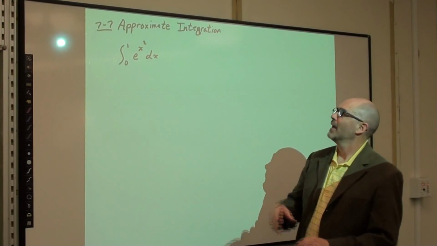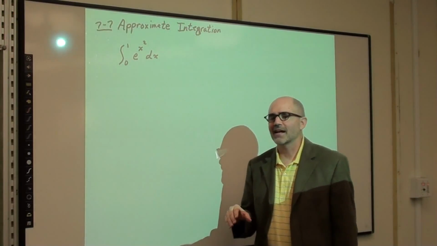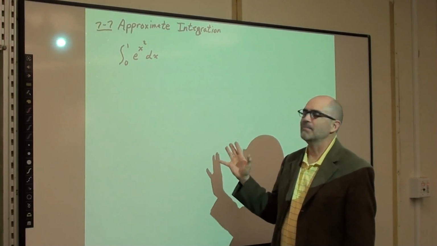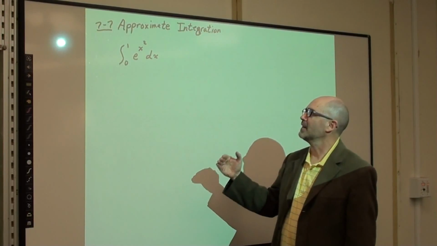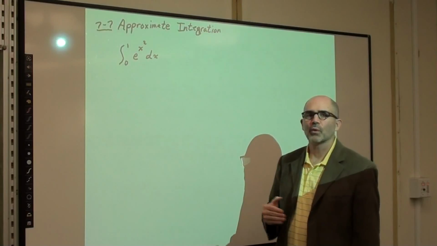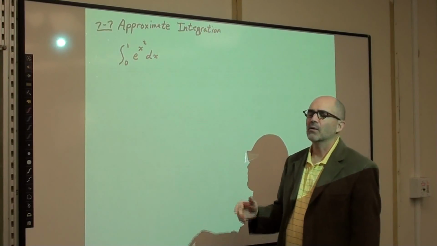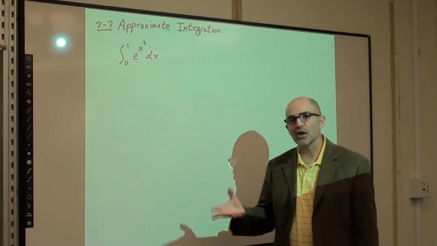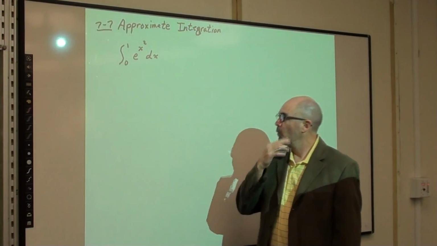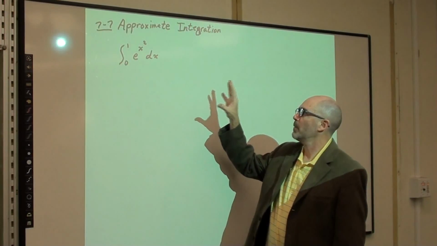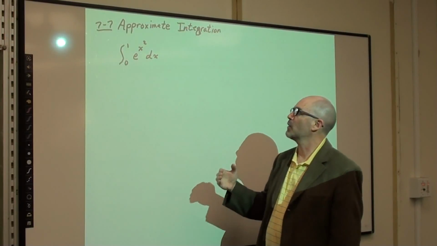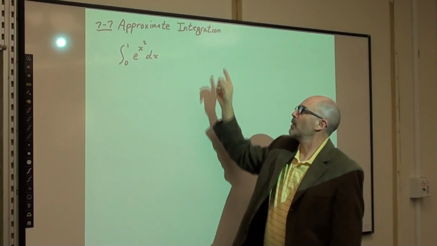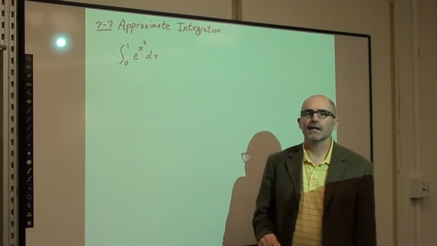Okay. This is an integral that cannot be done by any method that we know. Basically, if we want to get the value of this integral, we need an approximation. We can get an approximation as close as we want, but we definitely do need to approximate it because there's no way we can do it by any calculus method. So that's why we're talking about approximate integration.